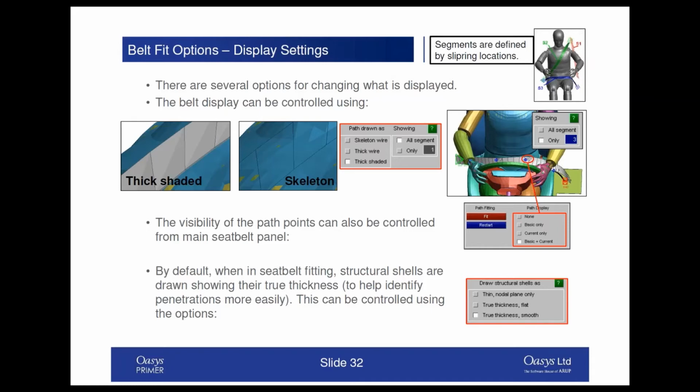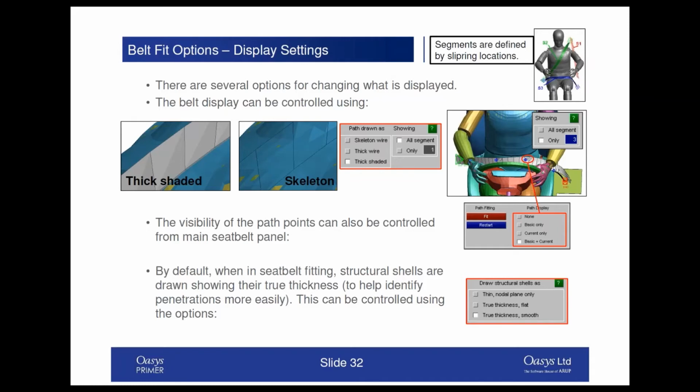And then lastly, by default, when we are in the seatbelt fitting mode, structural shells are drawn showing their true thicknesses. And this is to help us identify penetrations more easily. But should we want to, we can control this using the options on the fitting panel. And that's in the Draw Structural Shells As section, shown there at the bottom right. And we've got 3 choices. We can draw the thin nodal plane only. So that's the default view of Primer when not seatbelt fitting. And then we've got 2 options for showing the true thickness.